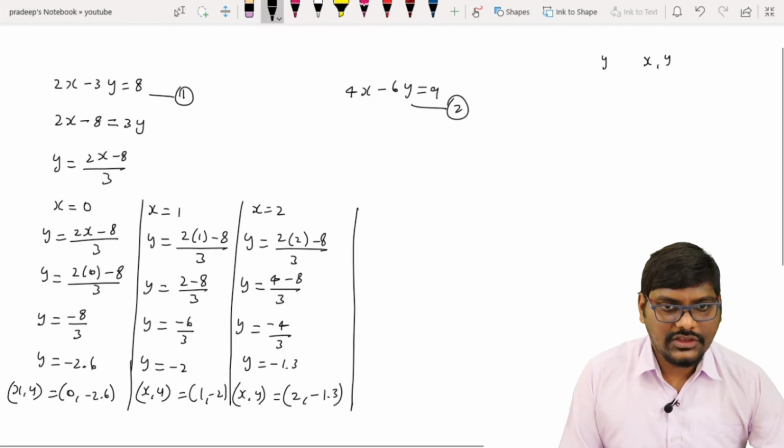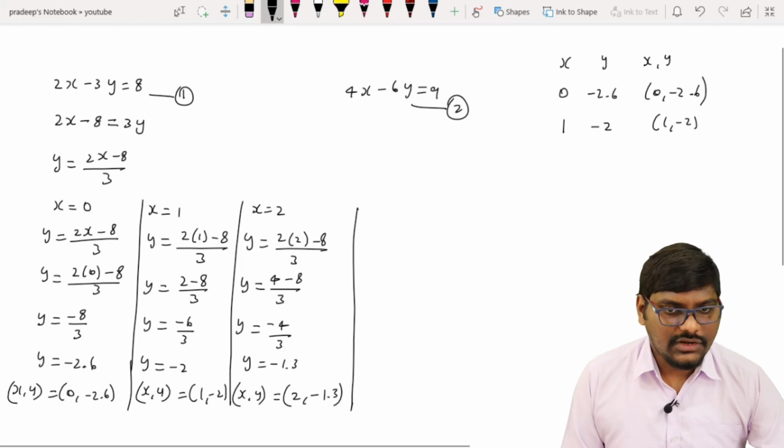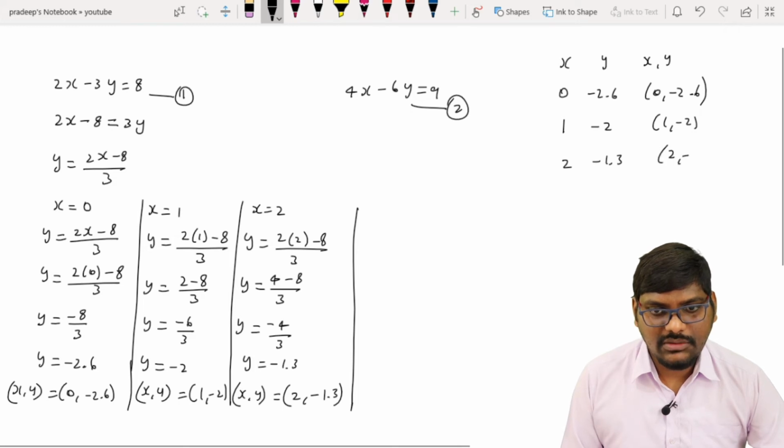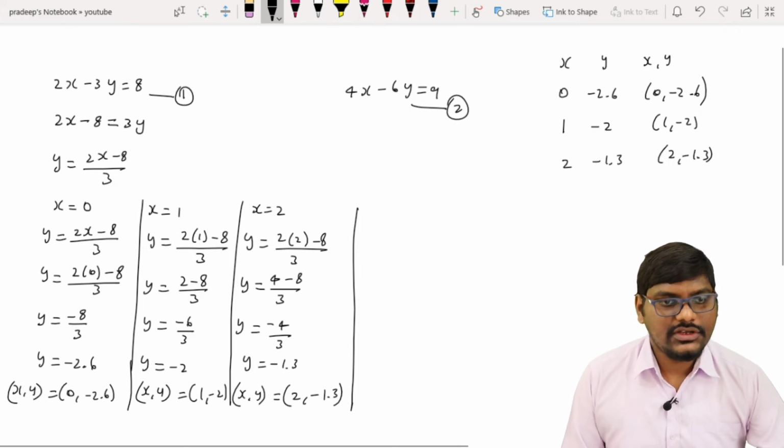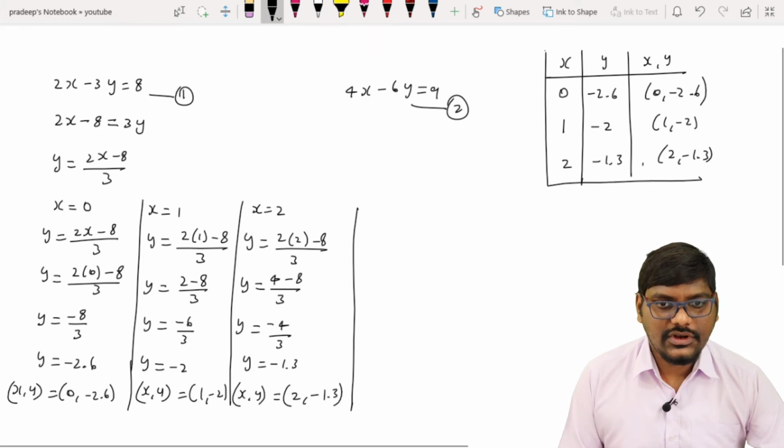So how much did we get for x? First, when I took x equal to 0, we got y as minus 2.6. So the coordinate is 0 comma minus 2.6. Second, we took x as 1, so we got y as minus 2. So we got 1 comma minus 2. And the third one we took x as 2, so we got minus 1.3. So we got 2 comma minus 1.3. Alright, so this is the first equation. Let's do the same for the second equation also.